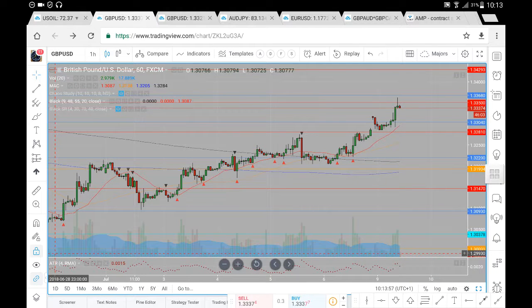So this is a pound dollar analysis for Monday the 9th of July. Now let's just have a look at prices and where prices may likely go.